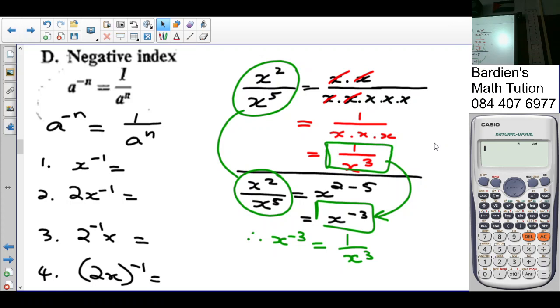Right. So what's the first one? 1 over x. Yes, well done. You all okay with that? Next one? 2 over x. You all agree with that? Why? Because the negative 1 is only on the x. Yes? What do you have?